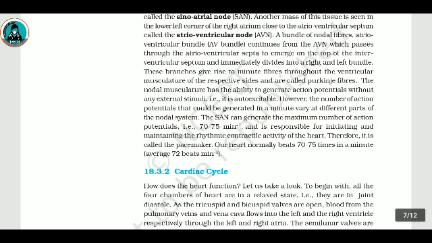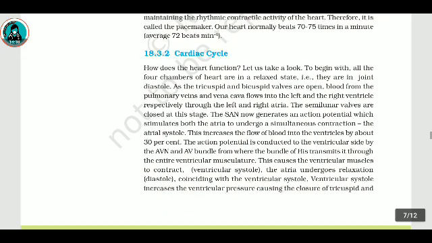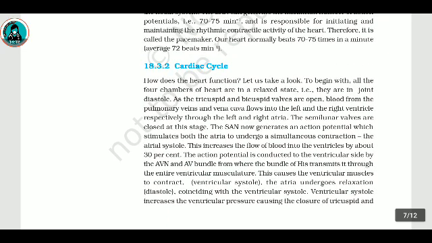Therefore, it is called the pacemaker. A heart normally beats 70 to 75 times in a minute, average 72 beats per minute. 18.3.2 Cardiac cycle. How does the heart function? Let us take a look.